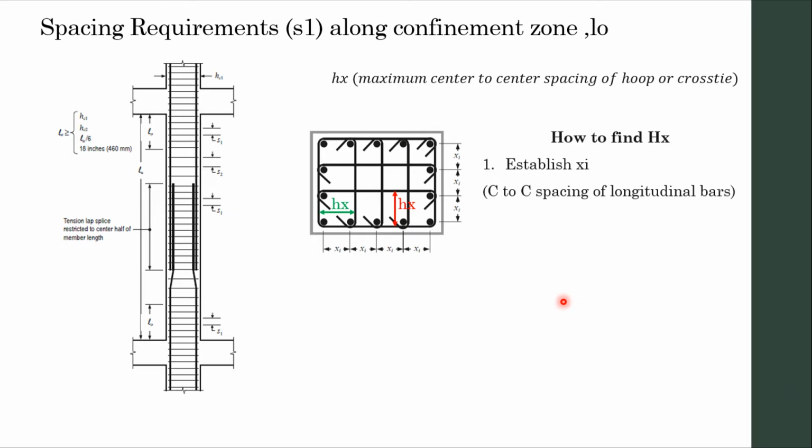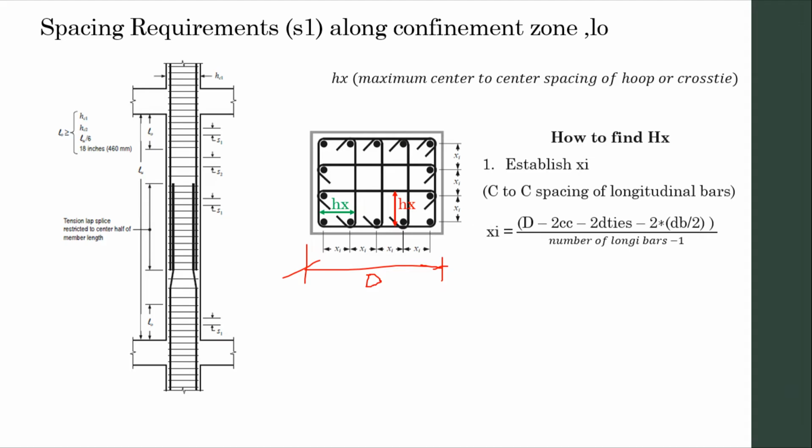So, what you will do, first establish the xi. This one noted here, that xi. What is xi? It is the center-to-center spacing of longitudinal bars. So, how do you establish that? First, establish xi. To solve that, the dimension D, for example, this one. For example, this is D.